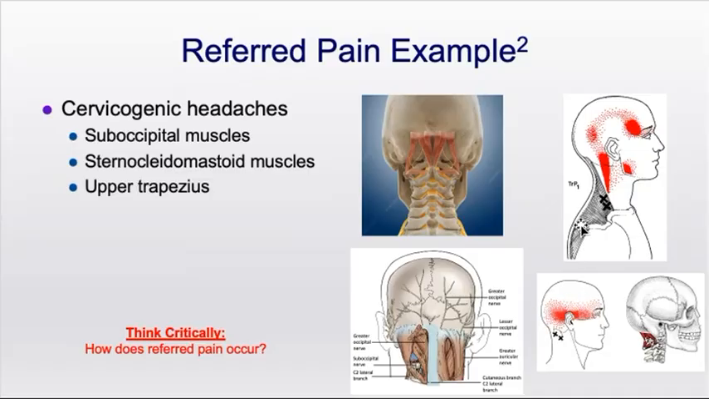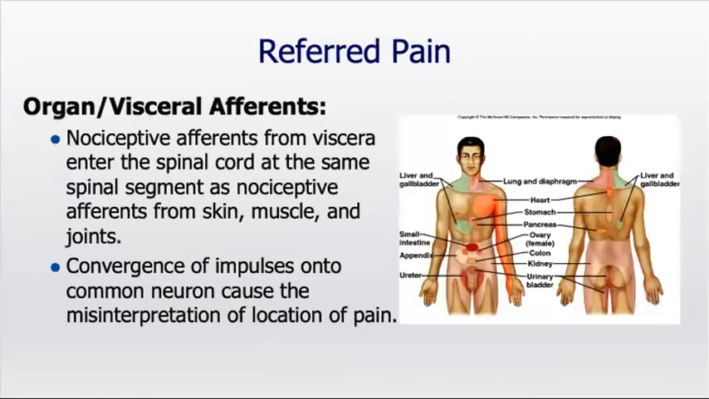Same thing is true for the upper fibers of the traps. In the upper right, you can see there are some trigger points within the upper traps that can refer up and around the head and even cause headaches behind the eye. So clinically, I want you to think, how does this occur? Like, how does referred pain actually happen? And there's a couple of reasons for it.